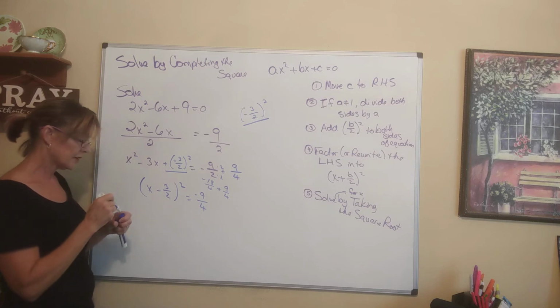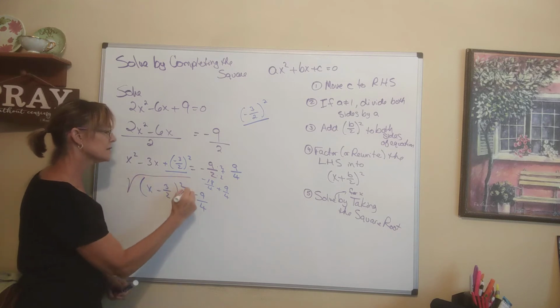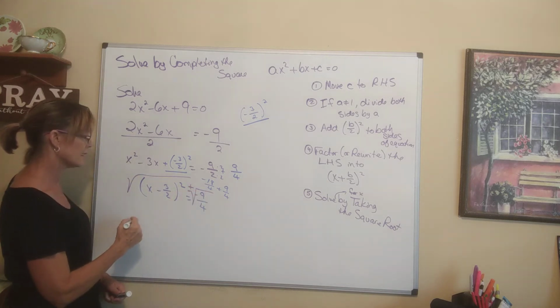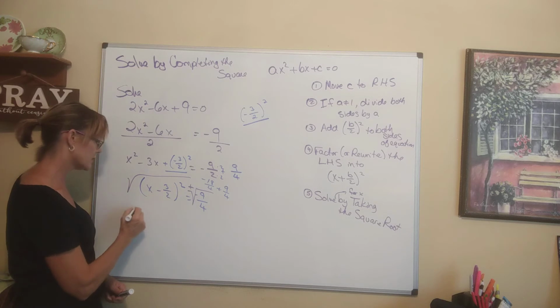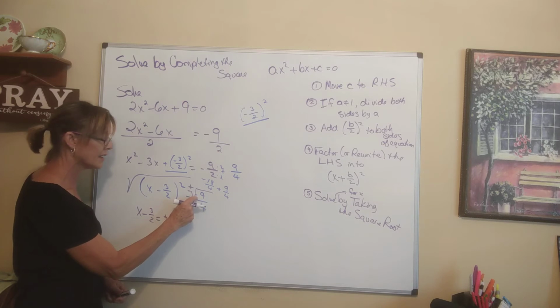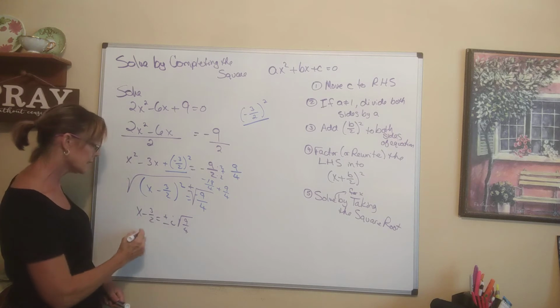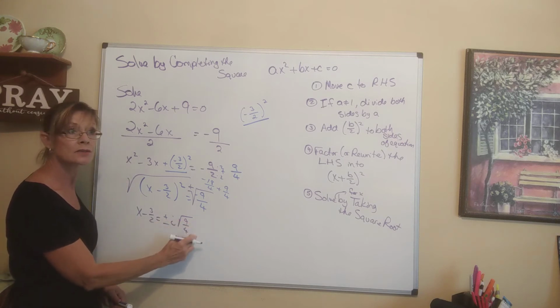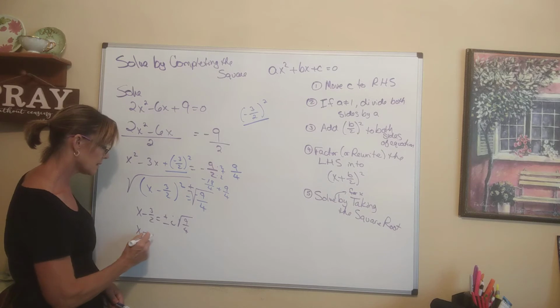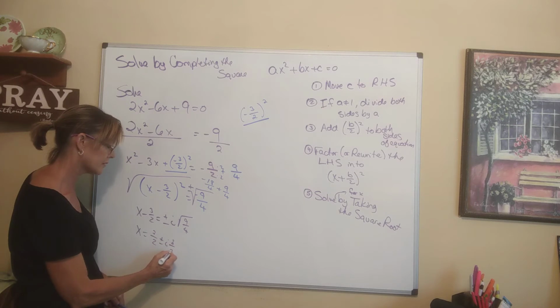All right, to finish this off, I'm at step 5, take the square root of both sides. The square root of this is equal to plus or minus the square root of that. So the square root of something squared is just the something, x minus 3 halves, is equal to plus or minus. I have a negative in there, it needs to come out, 9 over 4. Okay, we can clean this up some more. The square root of 9 is 3, the square root of 4 is 2. So x is going to be equal to, I'm going to add 3 halves, plus or minus i, the square root of 9 is 3, the square root of 4 is 2.